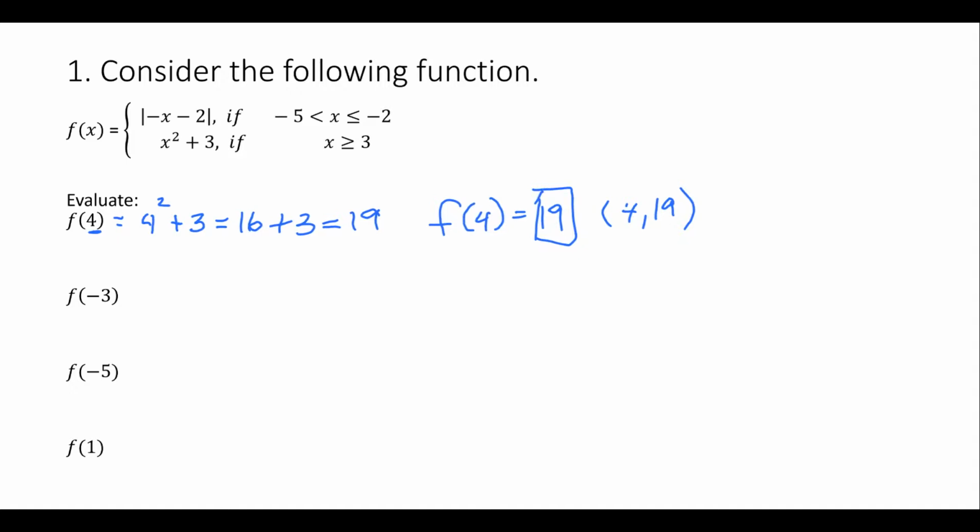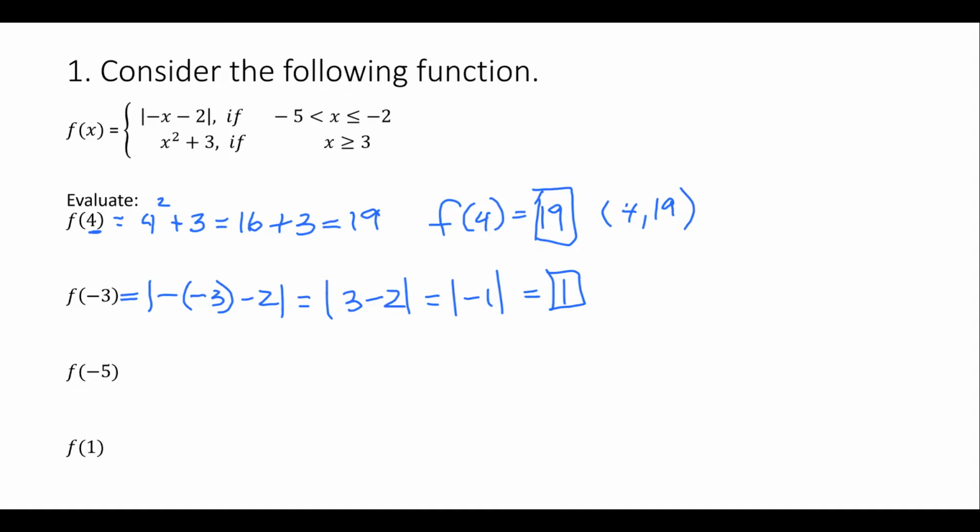It's asking us to evaluate f of -3. Again, we're going to do the analysis. We're going to look at the x's. Is -3 between -5 and -2? It is. So I'm going to use this first definition of my function to evaluate f of -3. So that's going to be the absolute value. Be careful now. The problem has a negative in there already, right? Here's the negative. So there's a negative, and then my x is -3, and then -2. So that's going to give me 3 minus 2, which is the absolute value of 1, which is 1.